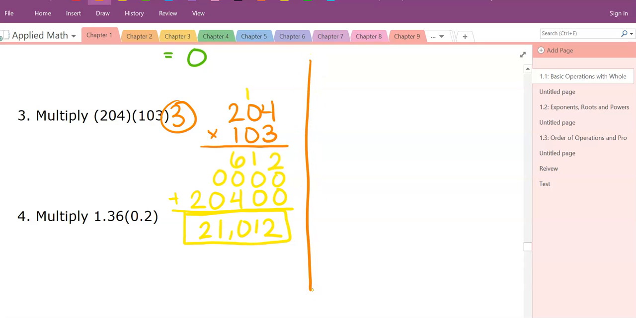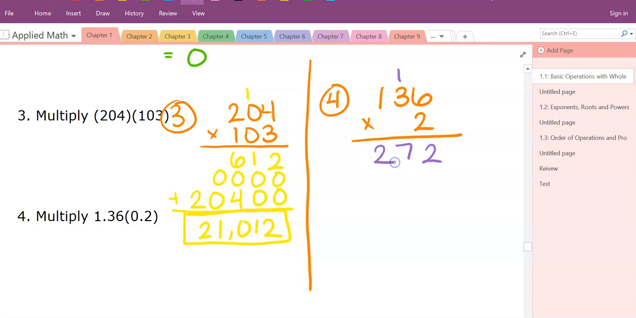I'm going to do number 4 right over here. So with the decimals, if it makes sense to you, start by just getting rid of all the decimal points, and we'll worry about those at the end. So we're going to take 6 times 2, which is 12. 2 times 3 would be 6, plus that 1 is 7. And 2 times 1 is going to be 2.